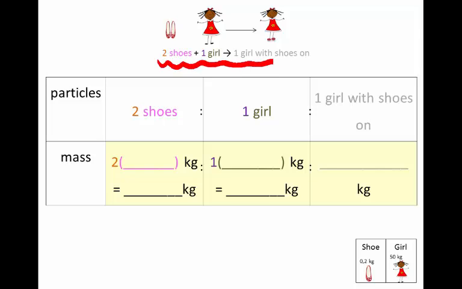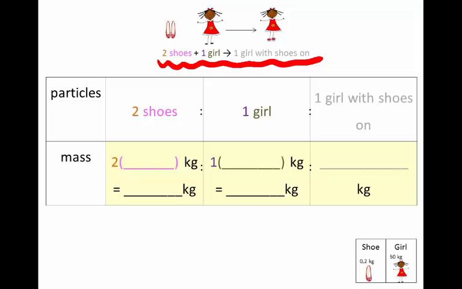So here we have our equation. 2 shoes plus 1 girl gives 1 girl with shoes on. Notice that the equation gives the ratio. It doesn't mean that in the world there are only 2 shoes and 1 girl who get dressed and end up with 1 girl with shoes on.